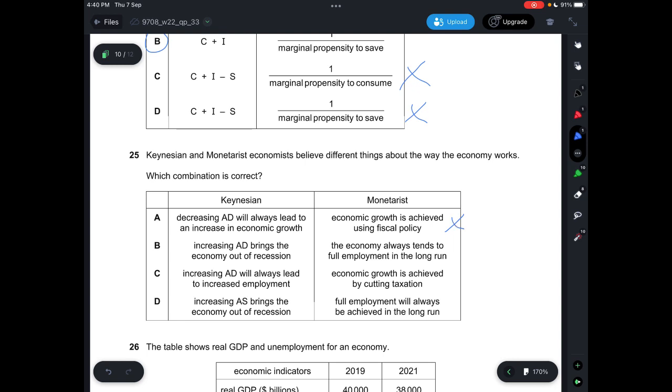And B, increasing AD brings the economy out of recession. Yes, by having government intervention, increasing government spending and all those. And then monetarists, the economy always tends to full employment in the long run. That's what monetarists believe. Yeah, that's correct. And C, increasing AD will always lead to an increase in employment. For Keynesians, that will be correct. And then economic growth is achieved by cutting taxation. This is a government move, so it's not correct for monetarists. And D, increasing AS brings the economy out of recession, and full employment will always be achieved in the long run, which is not correct. Increasing AS bringing the economy out of recession, for that it should be increasing AD, so the answer is B.